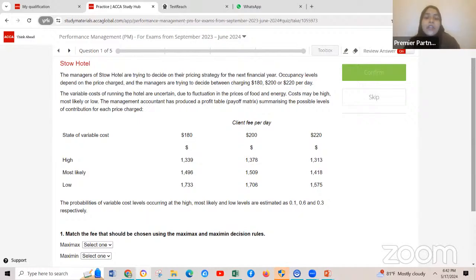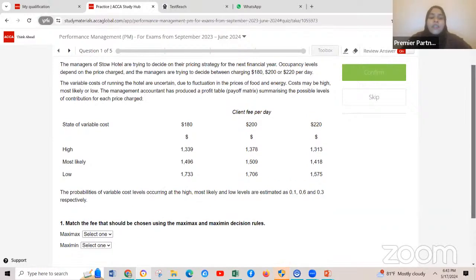The variable costs of running the hotel are uncertain. They're really not sure about the cost that is going to be incurred. Due to fluctuation in the prices of food and energy, costs may be high, most likely, or low. The management accountant has produced a profit table, a payoff matrix, summarizing the possible levels of contribution for each price charged. So if the price is 180 and the variable cost is high, you will make 1339 contribution. If you charge 180 and the variable cost is low, you will make 1733. If you charge 220 and the variable cost is low, you will make 1575. Like that, all the different outcomes are given.